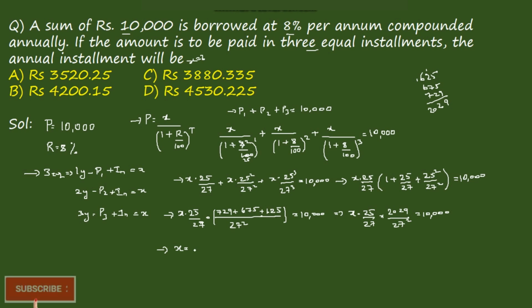Then we just have to find the value of x. x is equal to 10,000 into 27 cube by 25 into 2029. It simplifies, and just try to solve it. We get the answer as 3880.335. So the answer is option C.